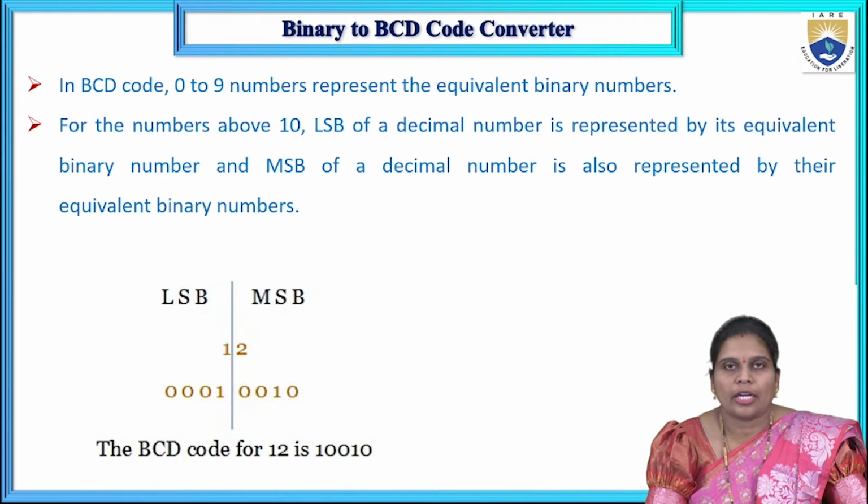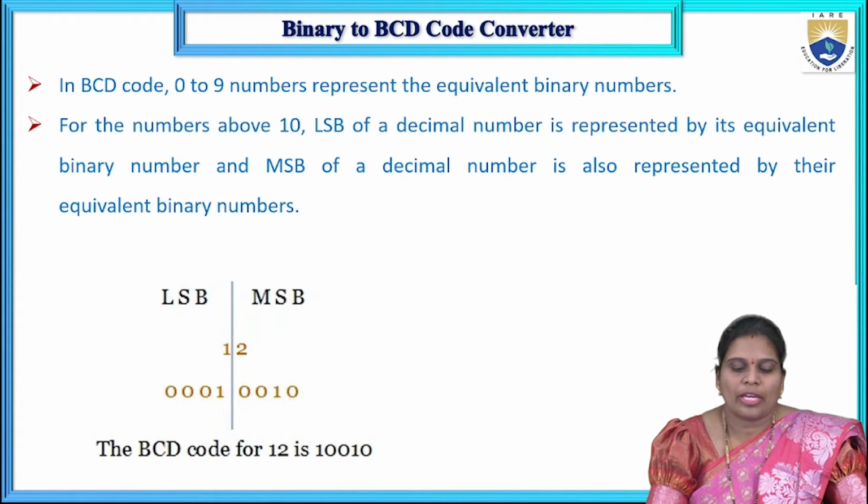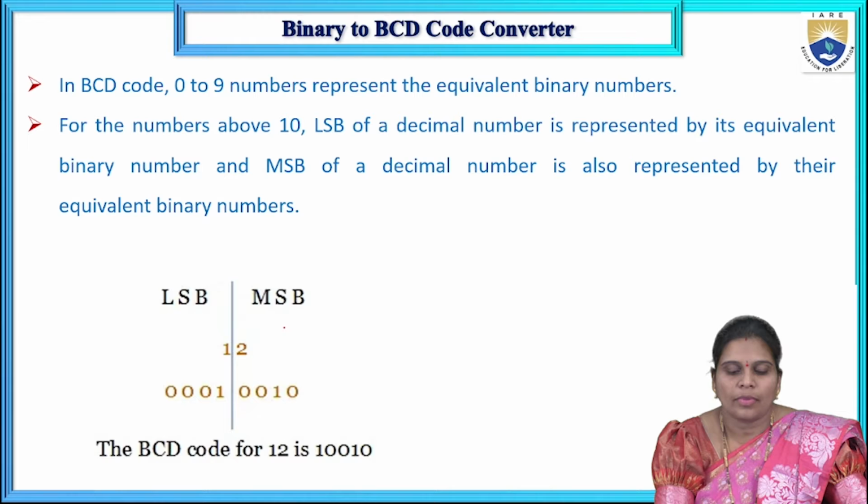If we take a two-digit or three-digit number in BCD code, we write the equivalent binary value separately for each and every digit. For example, 12. For the digit 2, we write 0010. For the other digit, 1, 0001. So the total BCD code is 00010010.